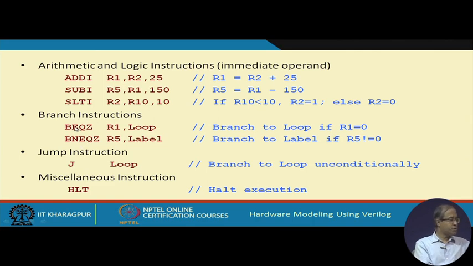There are two types of branch instruction we will be considering, branch equal to 0 and branch not equal to 0. Branch equal to 0 means there is a register specified, we check whether this register is 0 or not. If it is 0, then we jump to loop, otherwise we proceed with the next instruction. Similarly, not equal to 0, if R5 is not equal to 0, then you jump to this label.